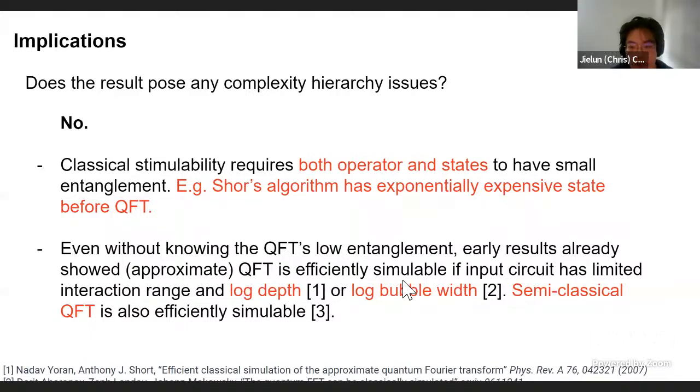is efficiently simulable if the input circuit has limited interaction range and log depth, or log bubble width, which is a term used for the graph of tensor networks. And semi-classical QFT is also efficiently simulable. So if the input state is already cheap, we actually don't need to know anything about QFT's low entanglement for it to be simulable. So essentially, our result doesn't add too much in terms of computational complexity.